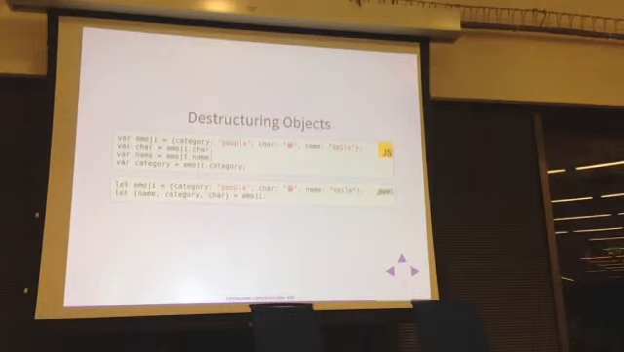Objects also have destructuring now. I just showed array destructuring. Object destructuring is pretty similar. Maybe the syntax isn't quite as easy to read, but I really like how concise this is.